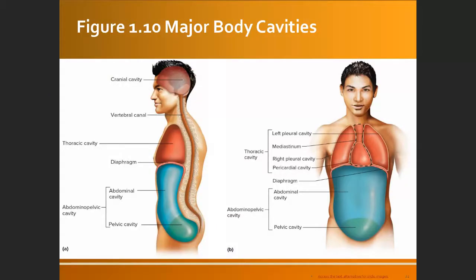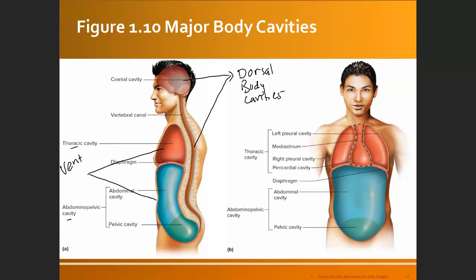Okay, so you can see this. Maybe this is a better picture. So this is the cranial cavity, and this is the vertebral canal. Both of them are located in the dorsal area, so therefore both of them are the dorsal body cavity. And then on the front or the ventral area, we have the thoracic cavity and also the abdominopelvic cavity. Both of them are part of the ventral body cavities.